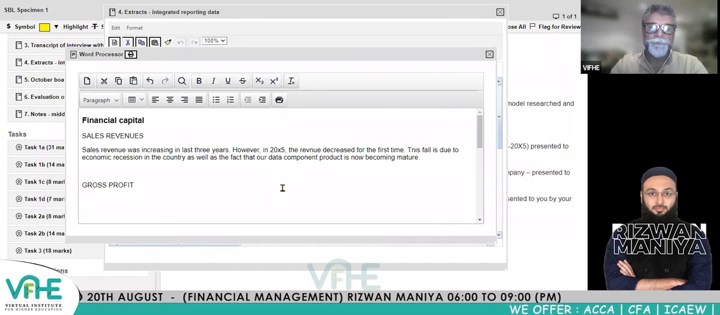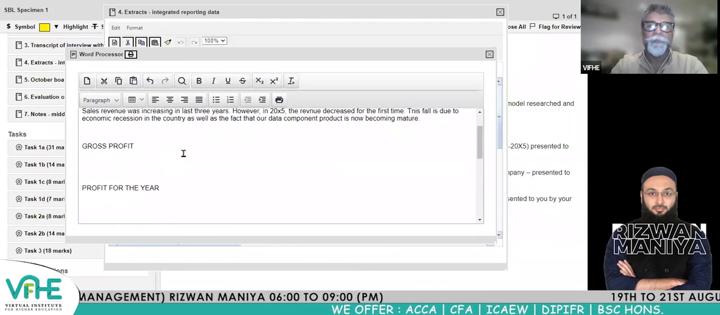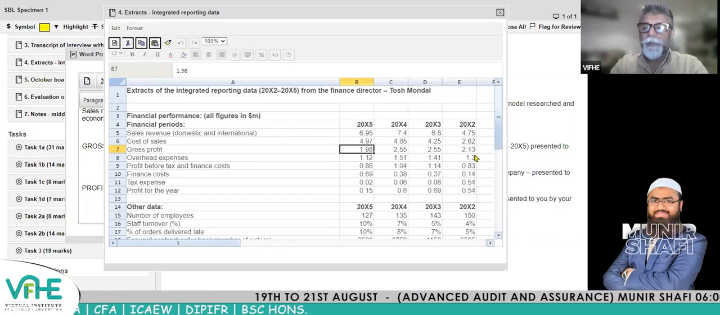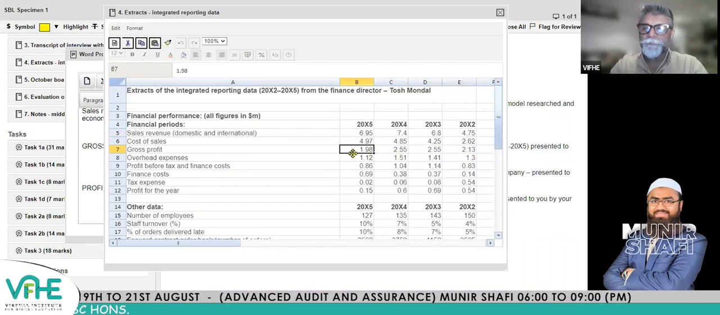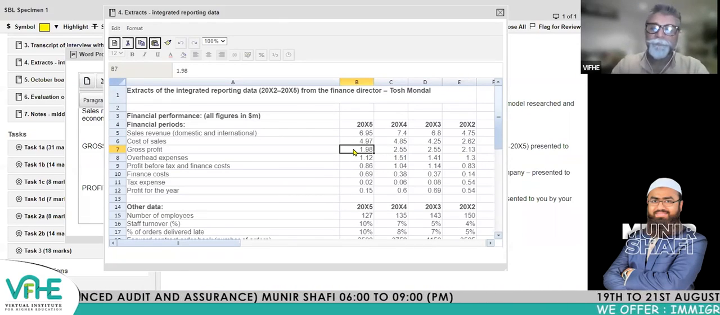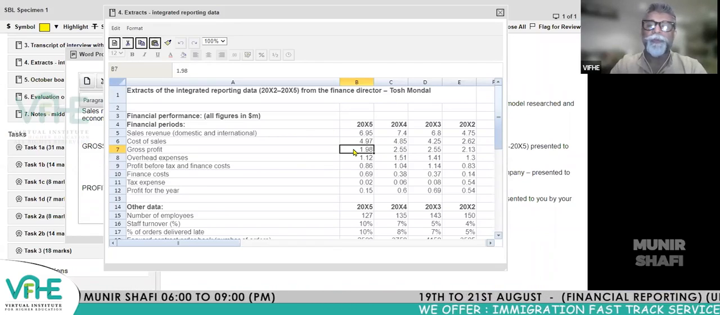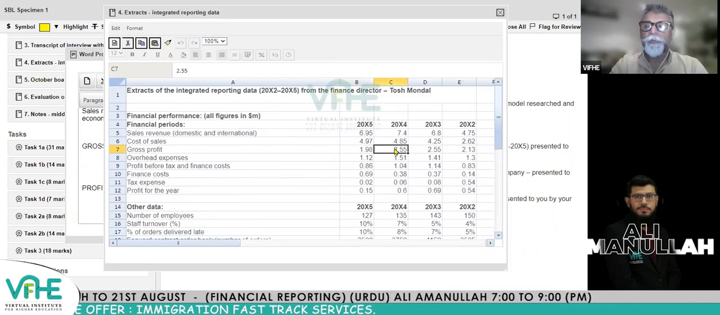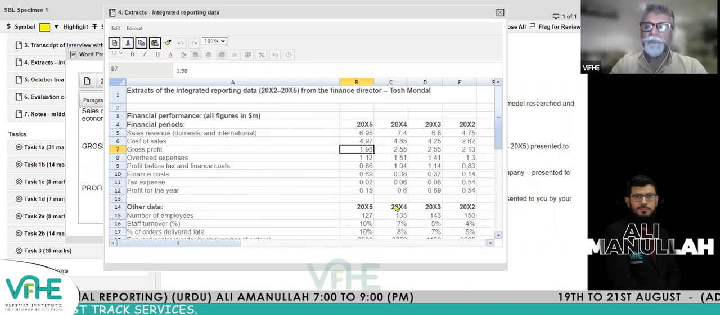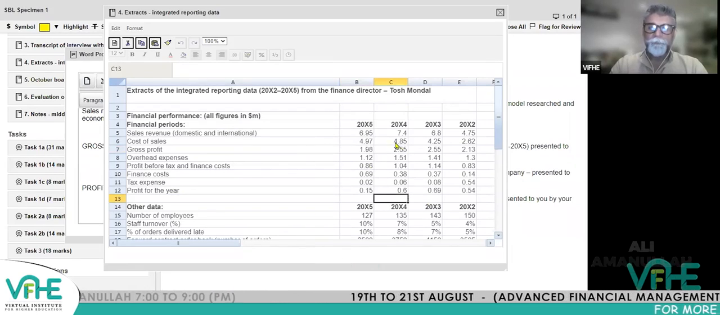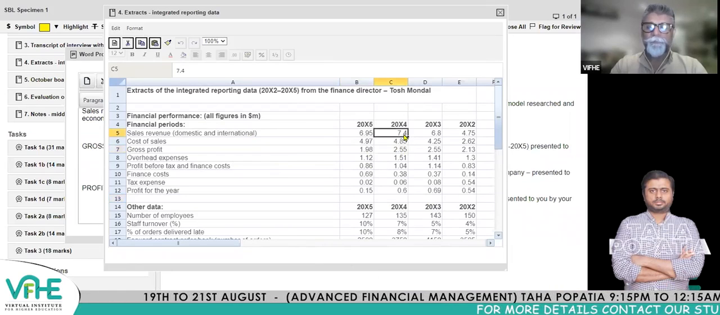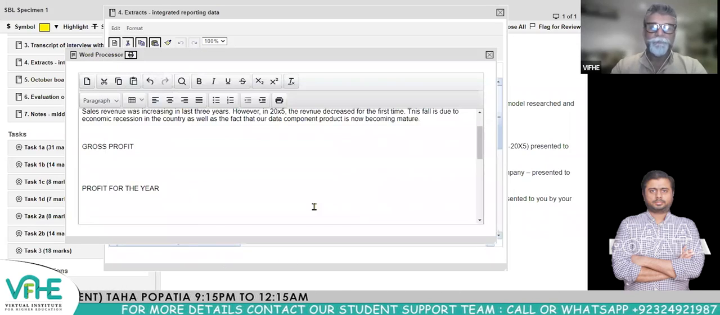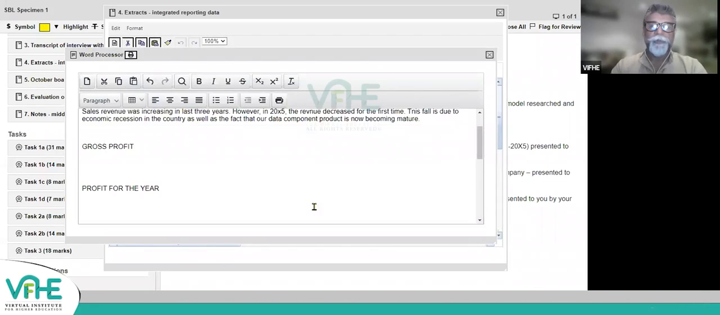Okay, what's happening with gross profit? This is the tricky one. Gross profit is 2.1, 2.5, 2.5, 1.98. I think it's following the sales pattern. No, I don't think so. To analyze gross profit, you will need to calculate the gross profit margin. Can you please calculate the gross profit margin of last year versus this year? Can you please do 2.55 divided by 7.4? How much is that? 35%. Okay. And what about the current year?